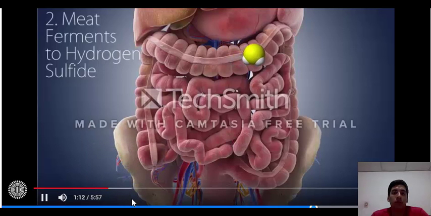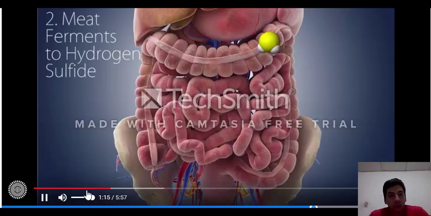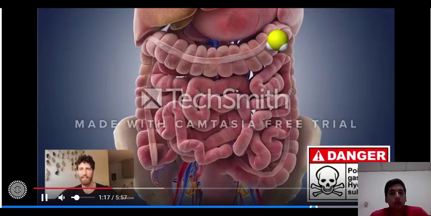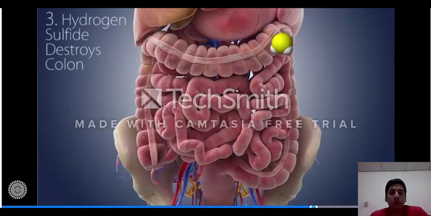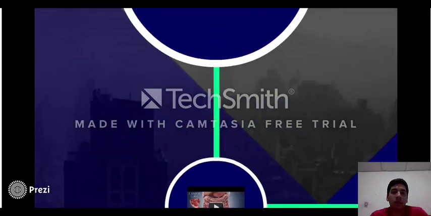Hydrogen sulfide, as they're digested by the gut bacteria. Hydrogen sulfide is extremely toxic to the human body.